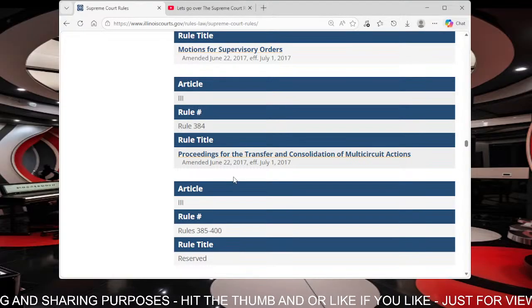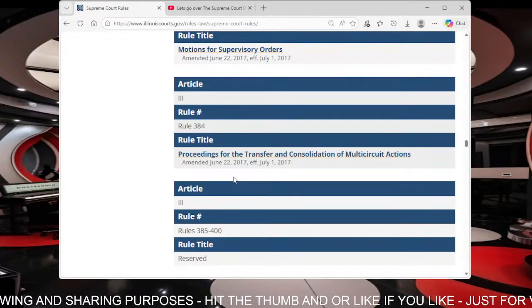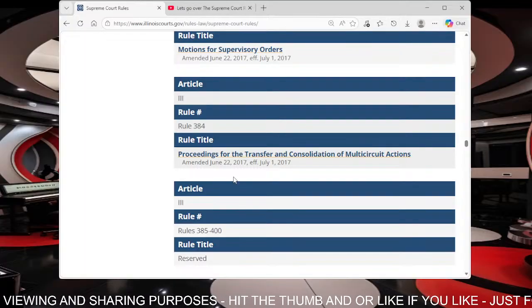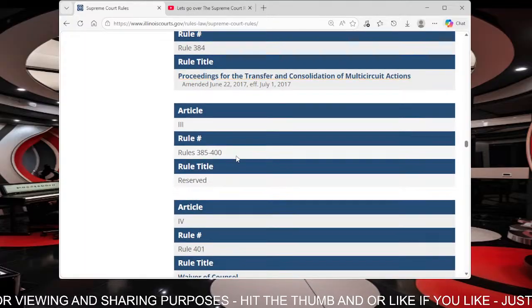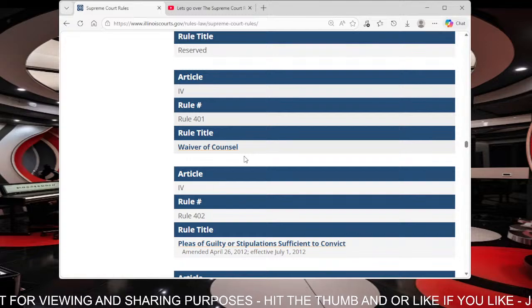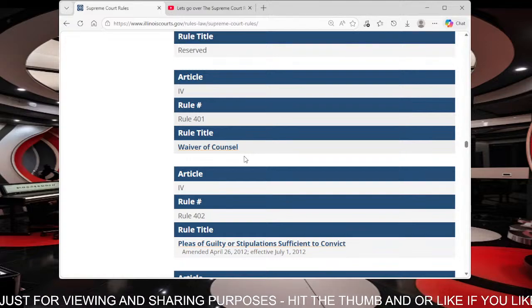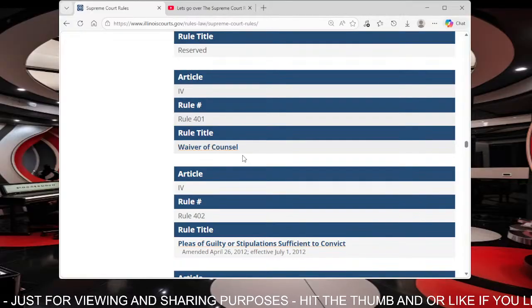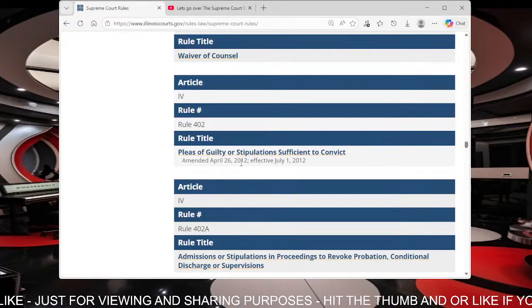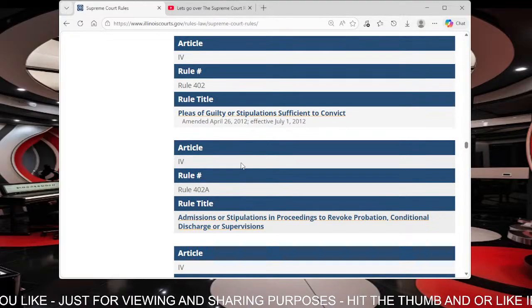Here, let me write it on this right here. Alrighty, so we're going to go ahead and put 384. Alright, carry on. 401, waiver of counsel. That to be looked into. Okay, 402, pleas of guilty or stipulations of sufficient to convict.